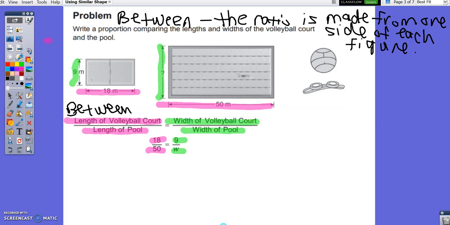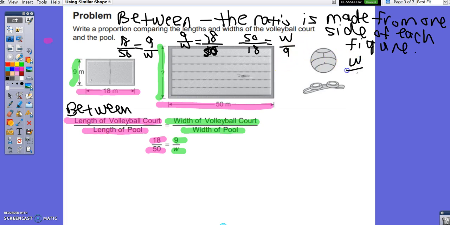So we can write our between proportions as 18 over 50 equals 9 over W. We could also have 9 over W equals 18 over 50. We could have 50 over 18 equals W over 9. And we could also have W over 9 equals 50 over 18. Another way that we can set up the proportions would be to do what's called within. Within, the ratio is made from two sides of the same figure.